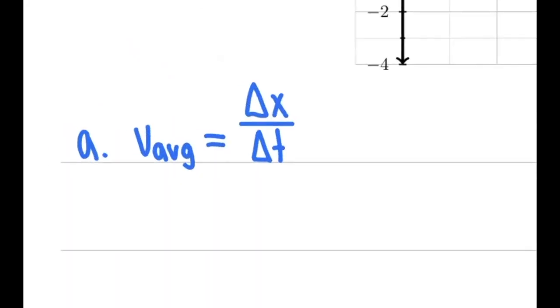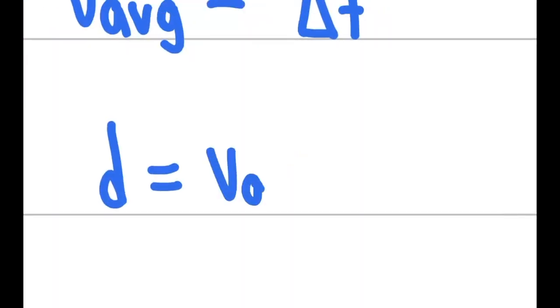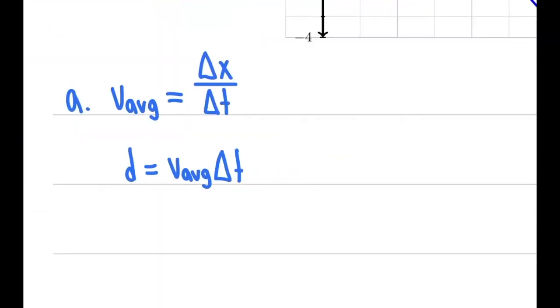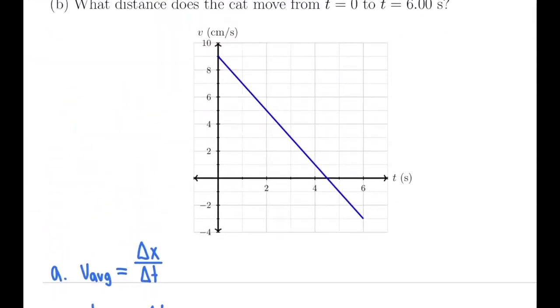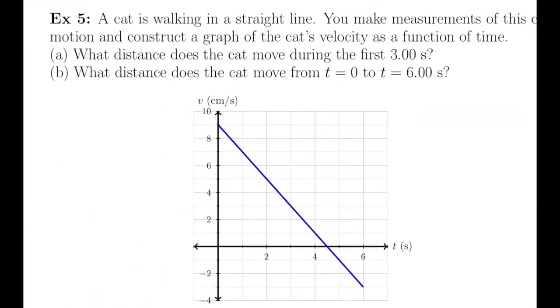So I can just rearrange this and multiply by delta t, and I can say distance is v average times delta t. Is the acceleration constant in this problem? Acceleration is the slope of the velocity graph, and the slope of the velocity graph seems to be constant. Exactly. It's a straight line. The velocity is a linear function here. So acceleration is just going to be a number.